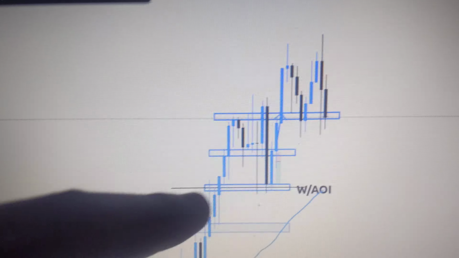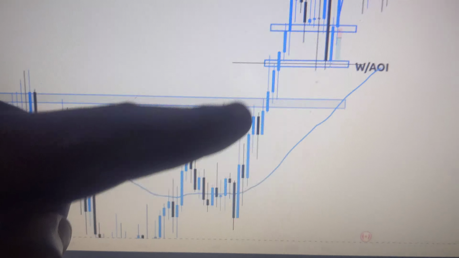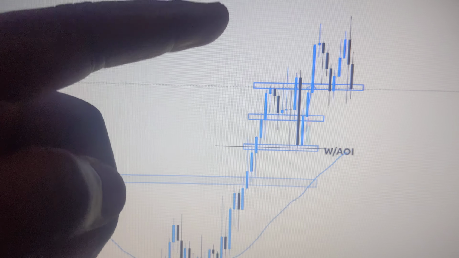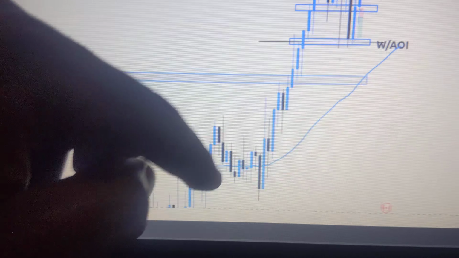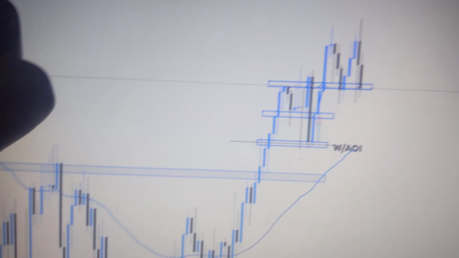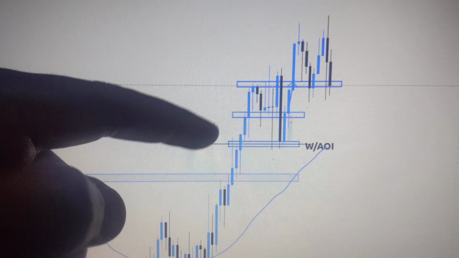Over here you see that this market is obviously bullish, and we have been bullish for a very long time, because we are on the weekly time frame.